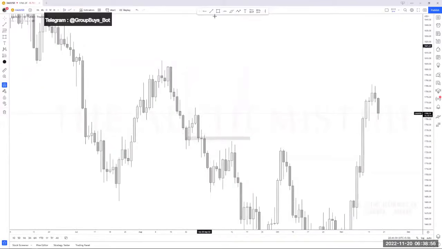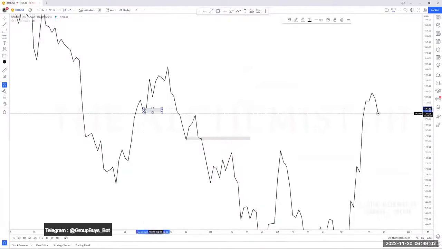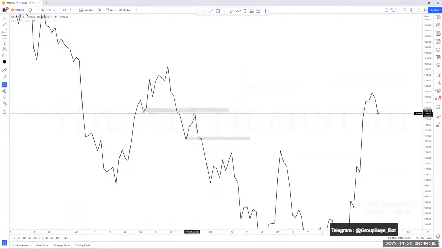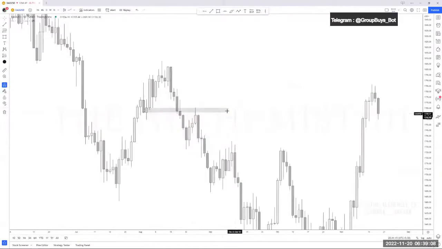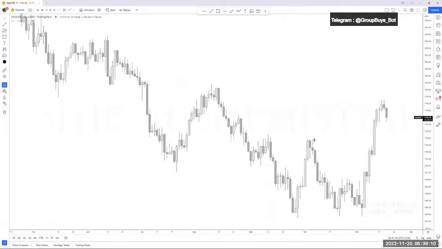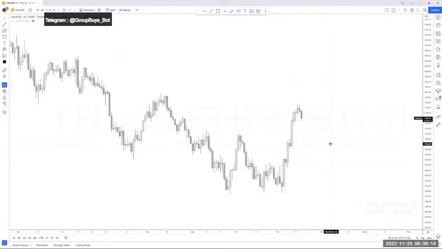Okay, so let's see some more. For example, here we go. In here, what is this? A support, right? Now it is broken, then it turns into a resistance. So what happens? Taps, starts to drop. Then it starts to drop. So these are the examples of the key levels that we use. These are the most common ones. Okay, now there's another thing.